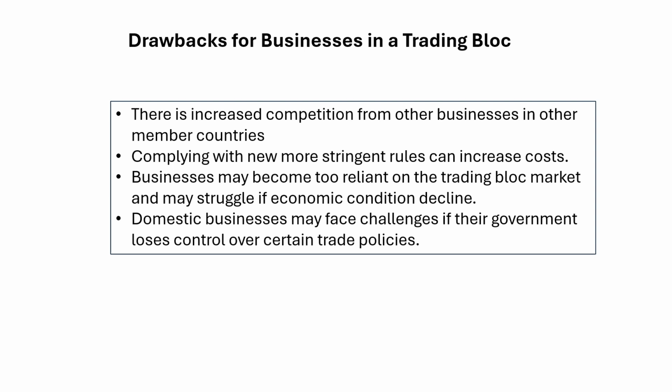For example, a small Spanish company may struggle to compete with larger German firms when both have equal access to the same EU market. Another drawback is compliance costs. While regulations may be harmonized and simplified, complying with new, more stringent rules can increase operational costs, particularly for businesses from countries with less strict standards before joining the bloc. For example, businesses in Mexico face stricter labor and environmental regulations under the USMCA, which increase their compliance costs.